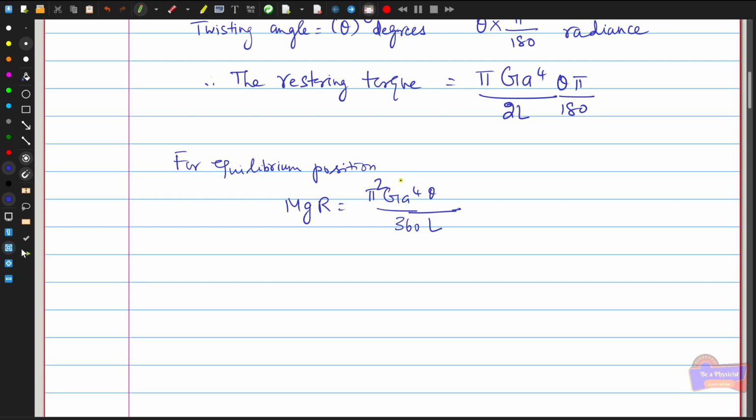We can easily calculate the rigidity modulus G, because we already know how many kilograms of weight we have added. g is a constant, R is the radius of the wheel which we have already calculated, and a is the radius of the cylindrical wire. Theta we already measured, and L is also known, so we can find G, the rigidity modulus, which is equal to 360 m g R L divided by pi squared a power 4 times theta.